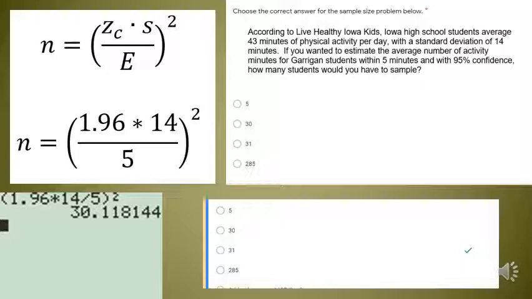And that means that even if I get 30.1, where normally in math you'd round down, you always round up for sample size problems. The idea behind that is that if I just had 30, it wouldn't be quite enough to get the results I want, but if I have 31, it's going to be more than enough.